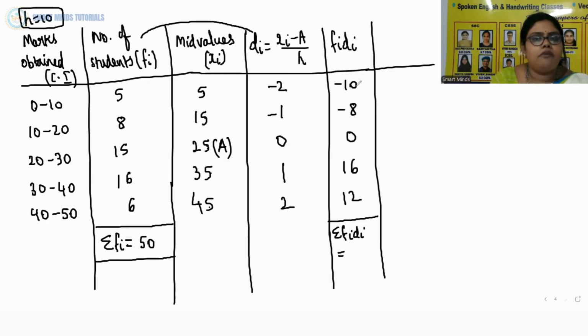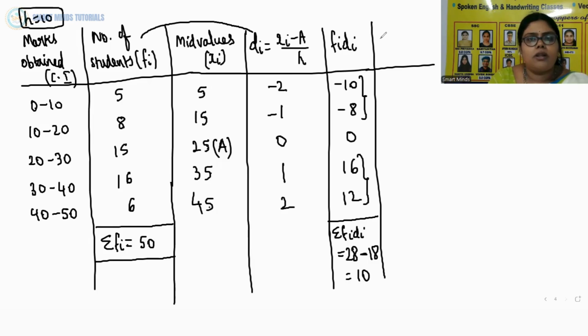Now over here you have positive numbers and negative numbers both. So first you add positive numbers. 16 plus 12 is 28. Now put a minus sign and add the negative numbers. You get minus 18, that is equal to 10. So you got sigma fi di as 10.